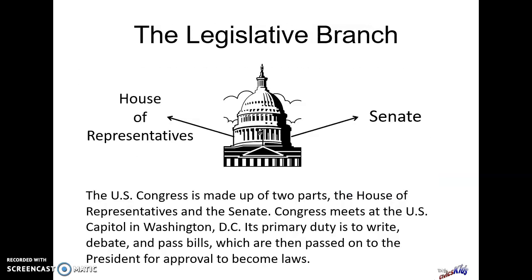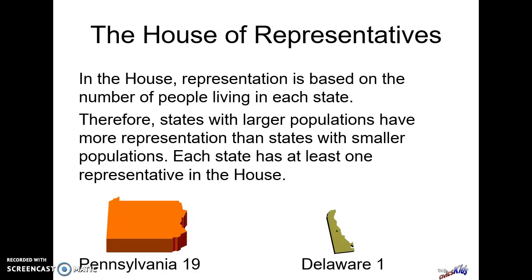The next part that I'm going to talk about is the legislative branch. And the legislative branch is split up into 2 separate entities. These entities include the House of Representatives and the Senate. So talking about the House of Representatives, the representation in this department is based on the number of people living in each state. So a state like California will obviously have a lot more representatives than a state like, say, Rhode Island.